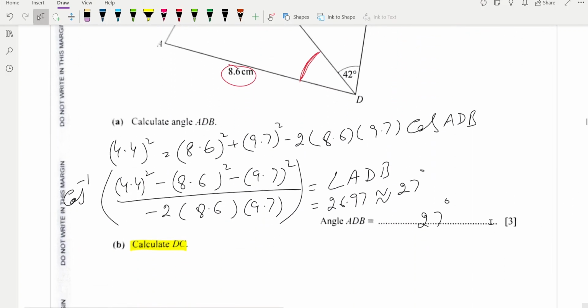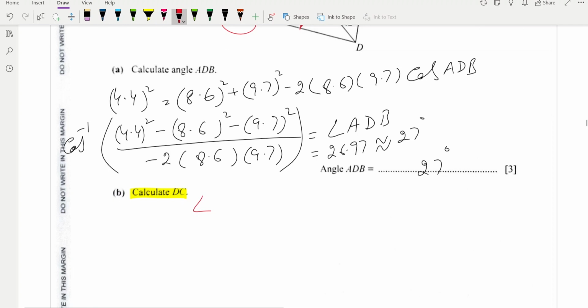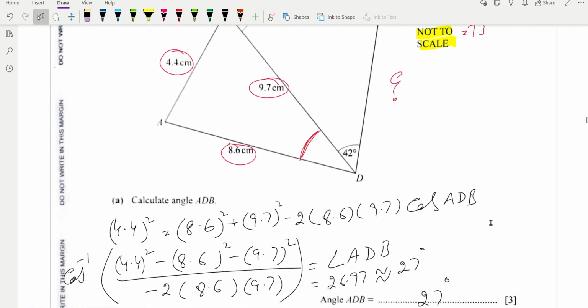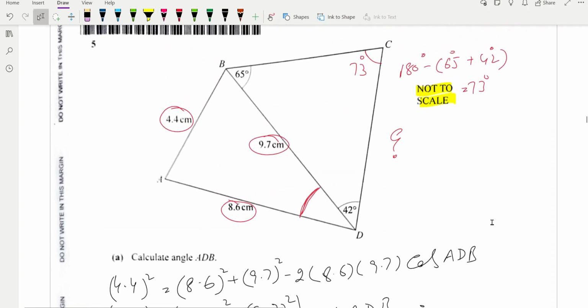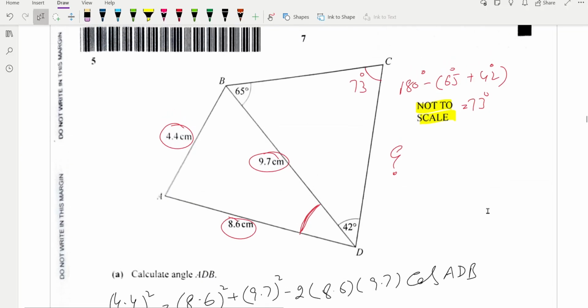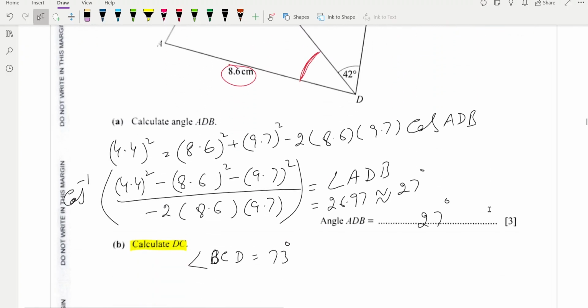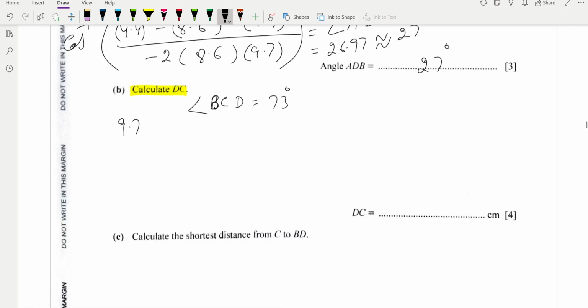So angle BCD, I'll change the color. So angle BCD is equal to 73 degrees, which we have calculated over here, and they are asking for DC. So DC we can calculate by sine rule. We can calculate basically DC is 9.7 over sine 73. 9.7 over sine of 73 is equal to DC over sine of 65. So we will write 9.7 over sine of 73 degrees is equal to DC over sine of 65 degrees.